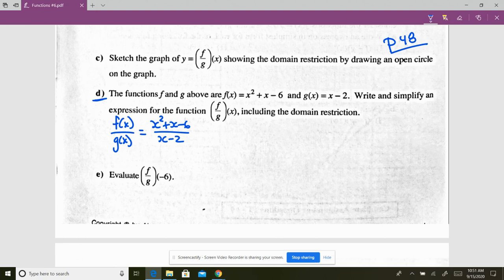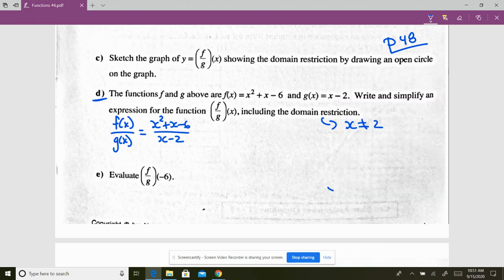Just looking at that, we now have a variable in the denominator, right? And if you have a variable in the denominator, you have domain restrictions, okay? So, in other words, what value can x not be? What number can you not divide by? 0. So what makes the denominator 0? 2. So your domain restriction, right away you just go x cannot equal 2. You got 1 mark for the question.